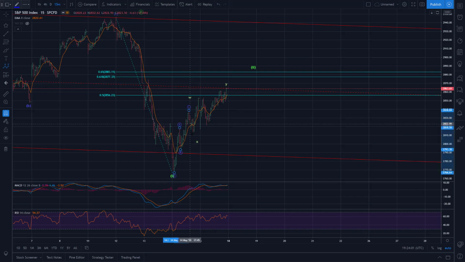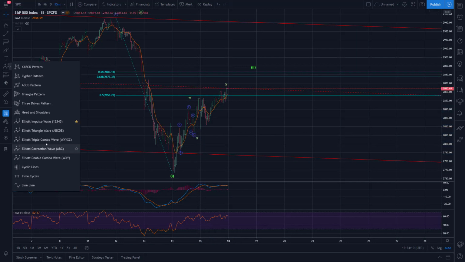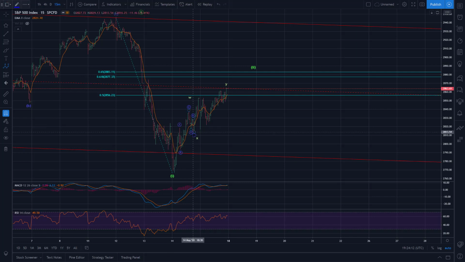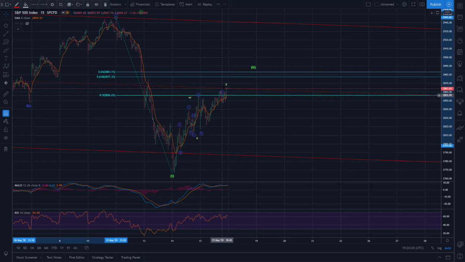So we'd have another little ABC down for that larger X wave. And then possibly that other ABC up for that Y wave.